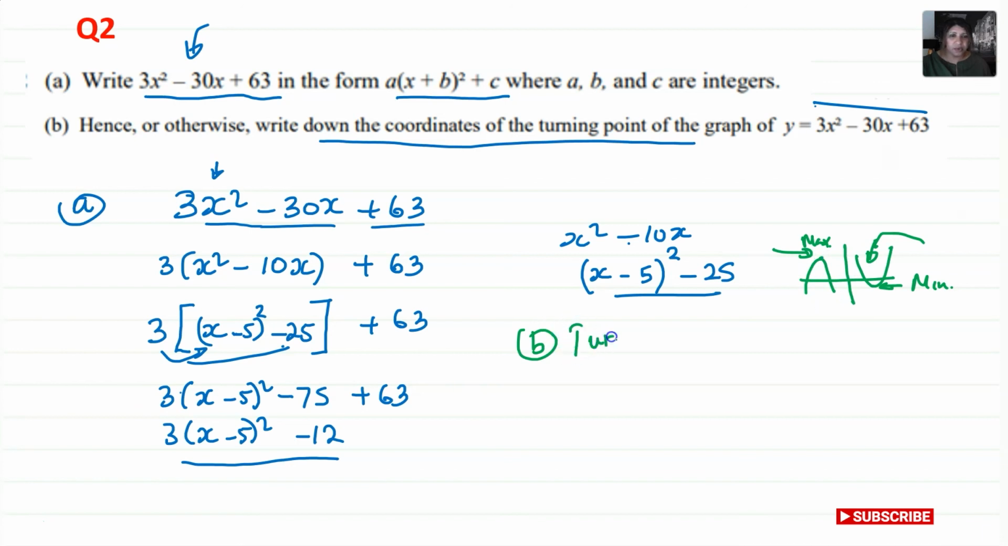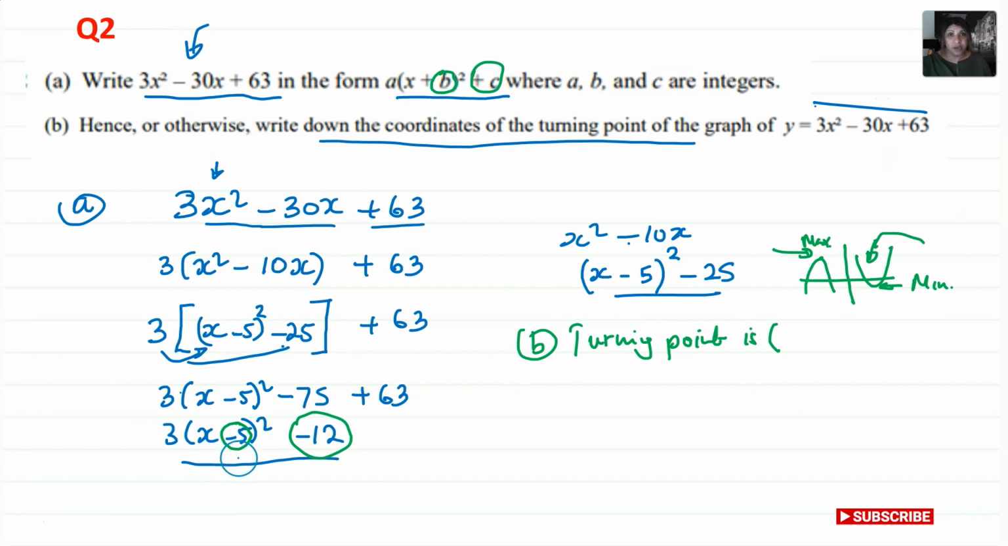Okay, so the turning point then. The turning point is a coordinate. So you must have x and y. So the x part comes from this part here. And the y part comes from this part, which is this part. So you take the sign with you. Okay, so we have negative 5.